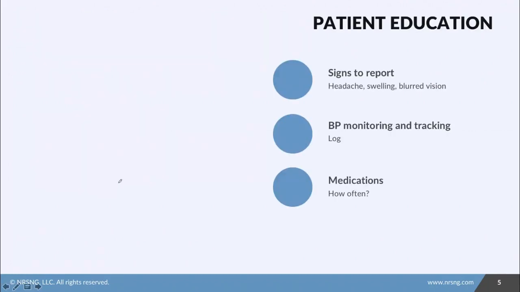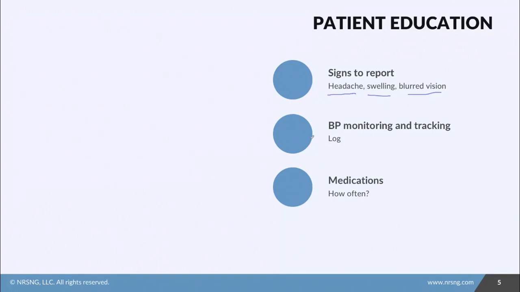For education, the patient's going to need education on signs and symptoms to report to the provider. If they're already watching those blood pressures, we want her to let us know if she's got any headaches, increased swelling, or blurred vision, all signs that things might be progressing or that the blood pressures are not under control. So she needs to report that.